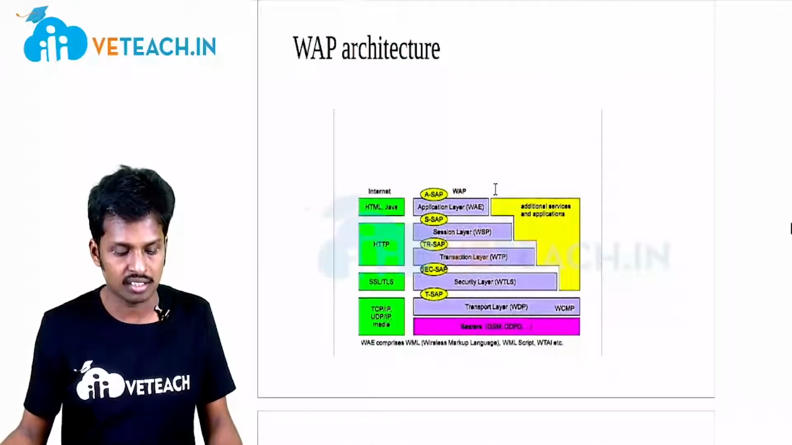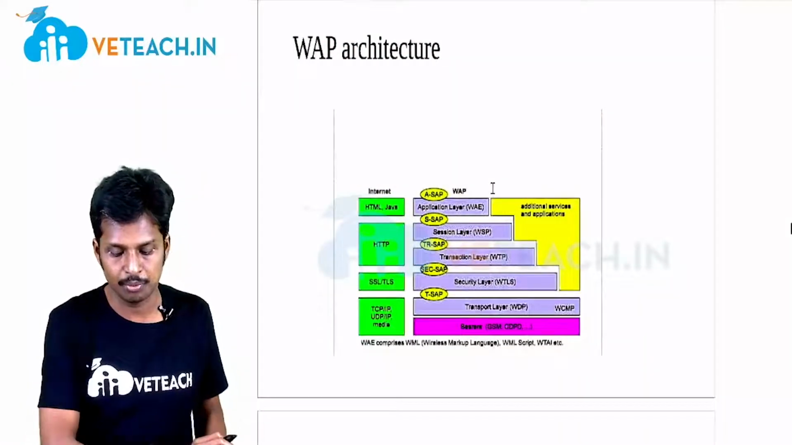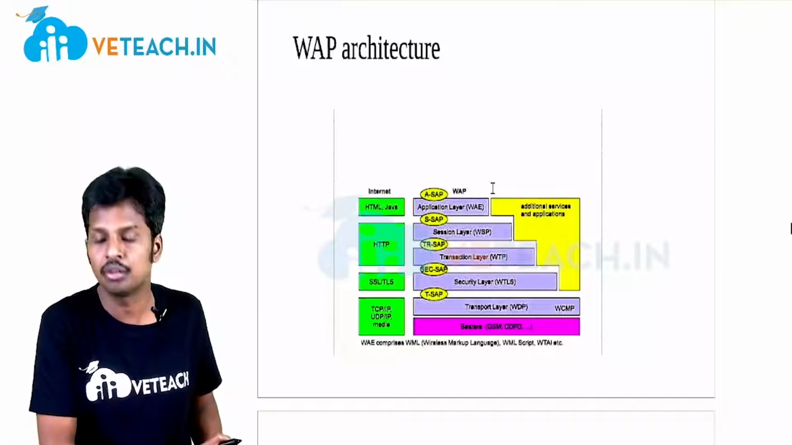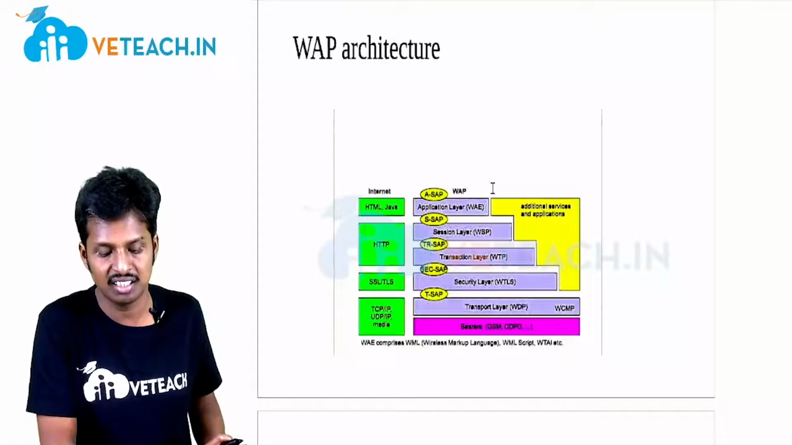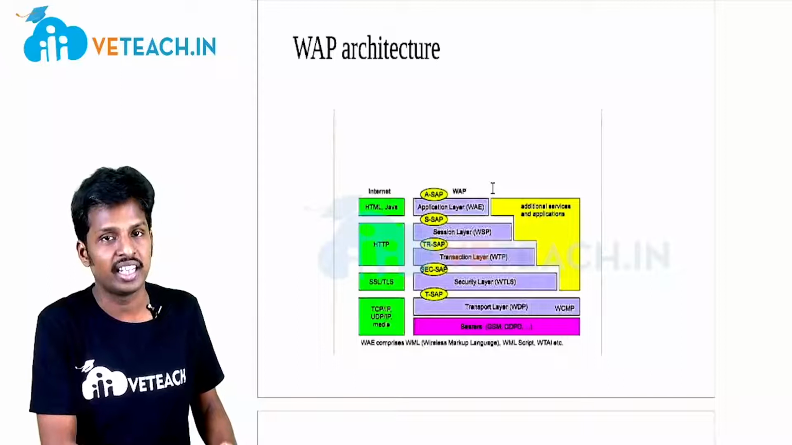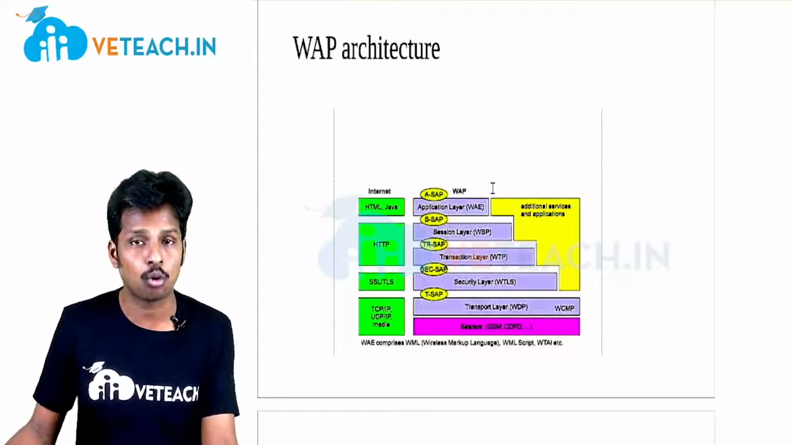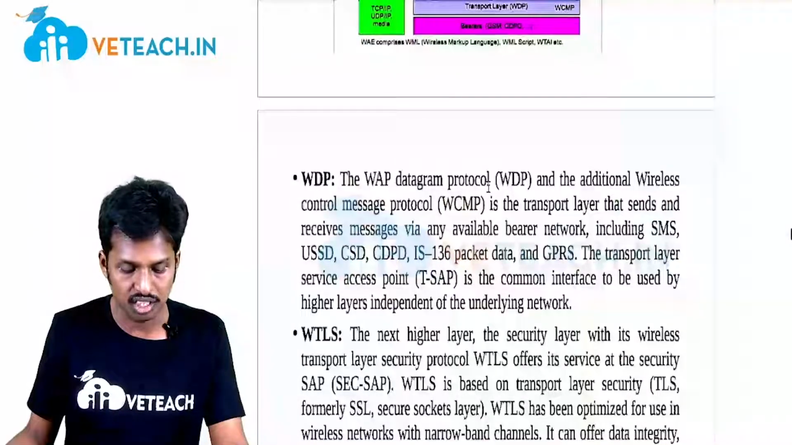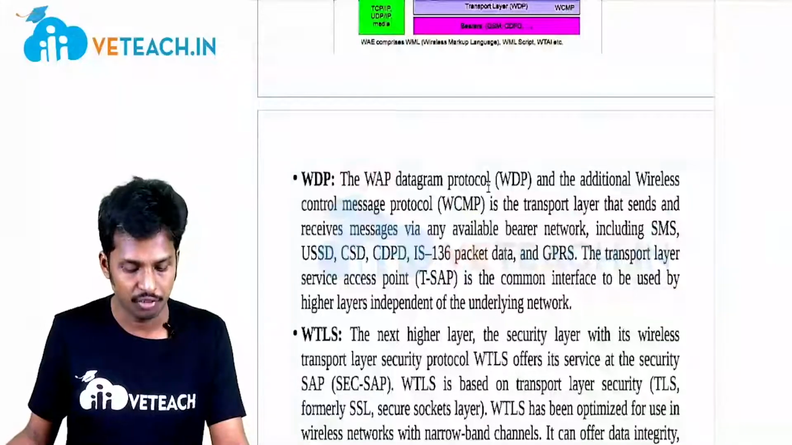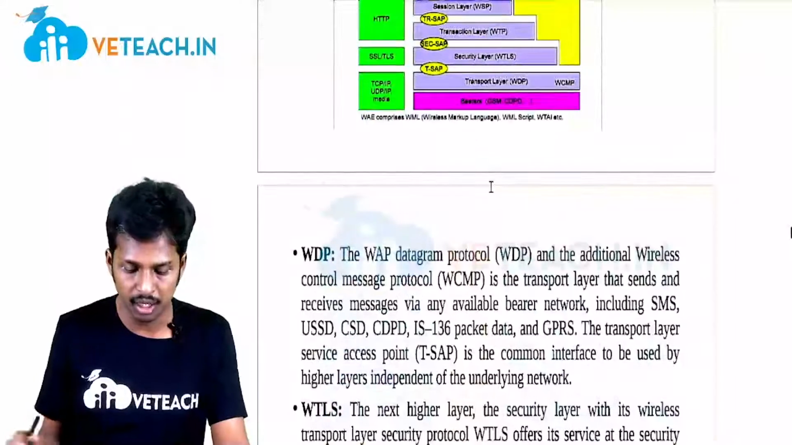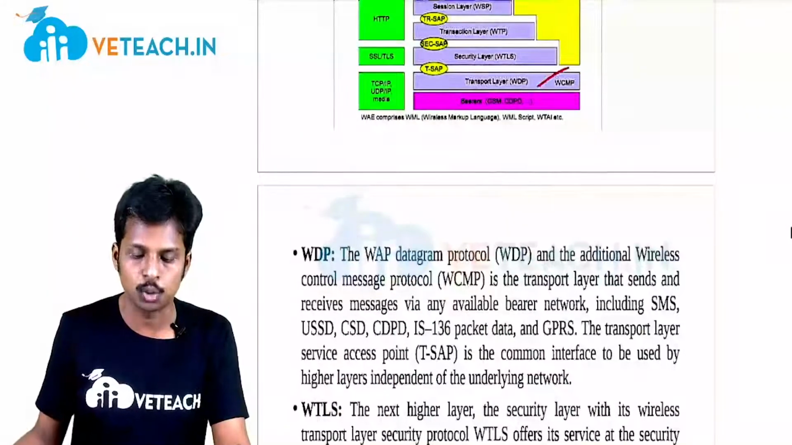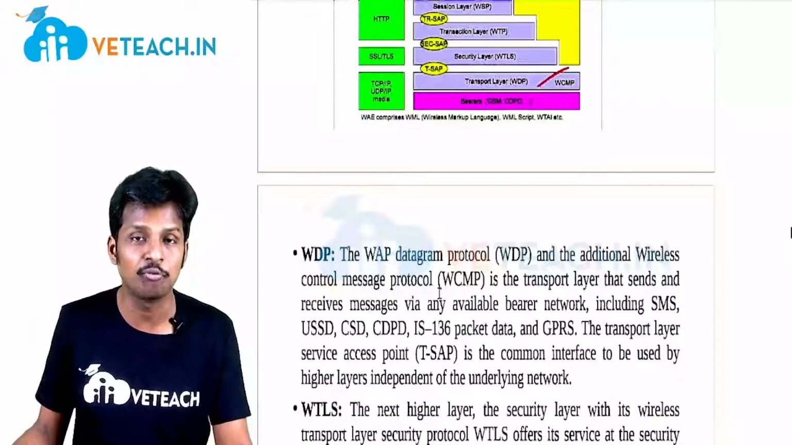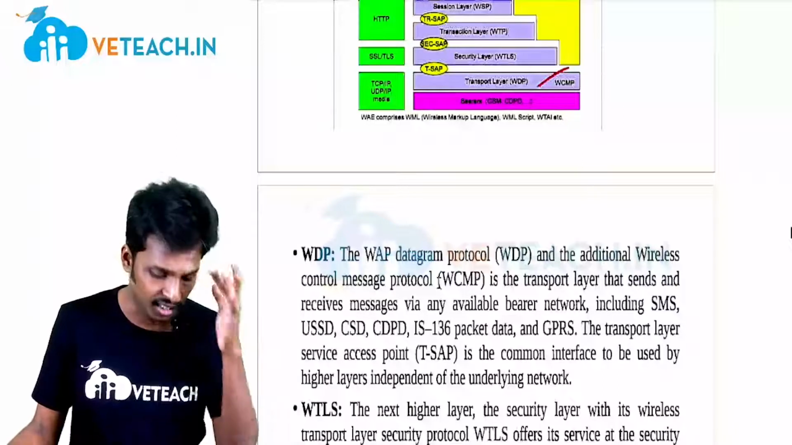If you look at the WAP architecture, there are different types of layers like the application layer, session layer, transaction layer, security layer, and transport layer. In different layers, different protocols are being used. Let's discuss the different protocols that are used at each and every layer. First one is WDP. WDP is a protocol that is used in the transport layer for transmitting the data from one device to another device.